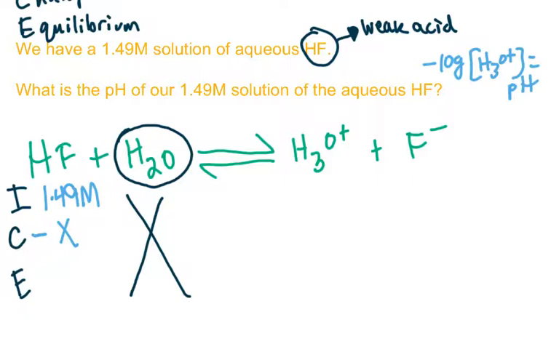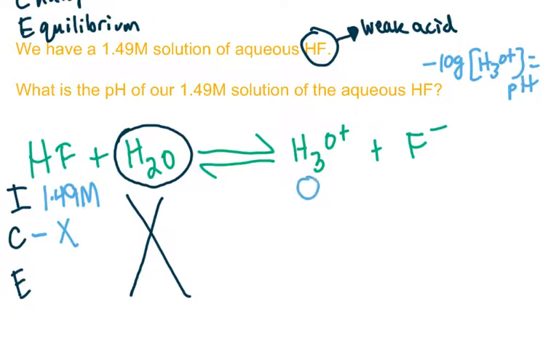Now let's pause here and look at our change again. It's representing what concentration of our hydrofluoric acid is going to change. We know some amount, some x amount, of hydrofluoric acid will dissociate into products, but we don't know how much. That's why we say the 1.49 molar solution of hydrofluoric acid will decrease to some other amount, but we don't know how much, so minus x. That's how much is going to dissociate into products.